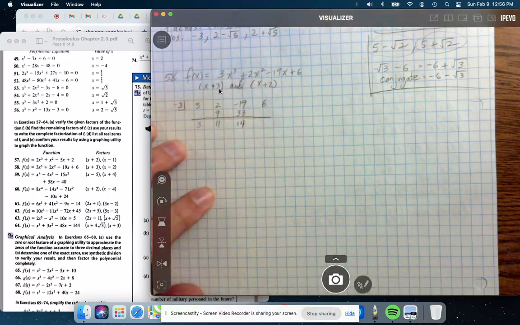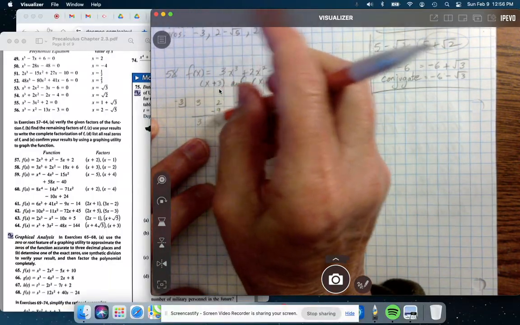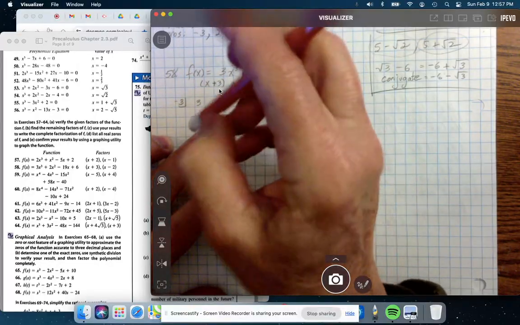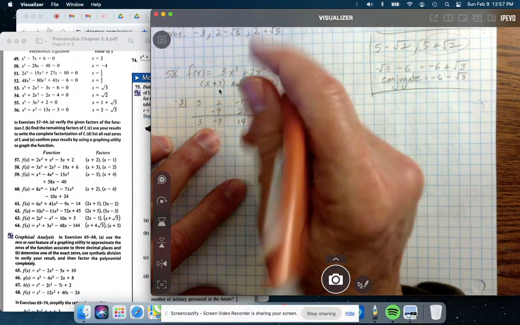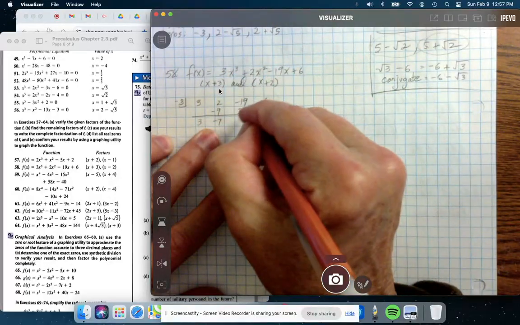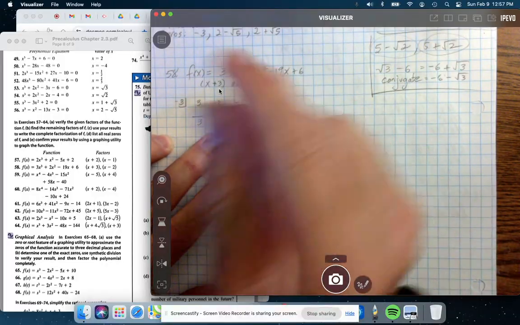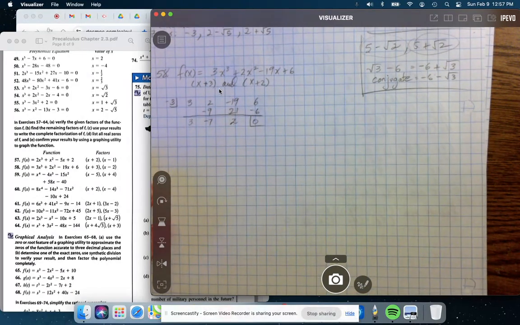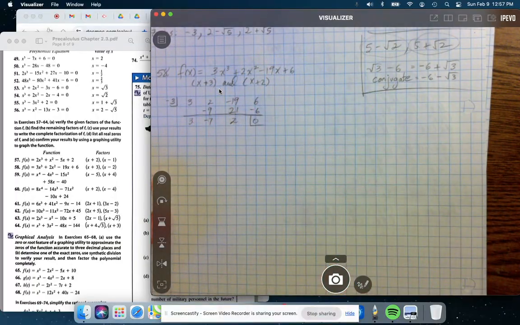So that would be a negative 3 that I'm dividing by. So negative 3 times 3 is negative 9. Now when I add that, I get negative 7. Negative 3 times negative 7 is positive 21. All right, when I add those, I get 2. Negative 3 times 2 is negative 6. All right, so I just need to be more careful. So that's confirming that x plus 3 is a factor of this polynomial.